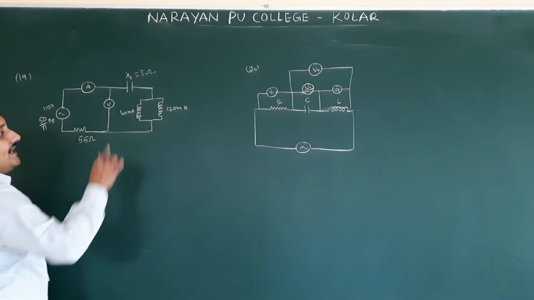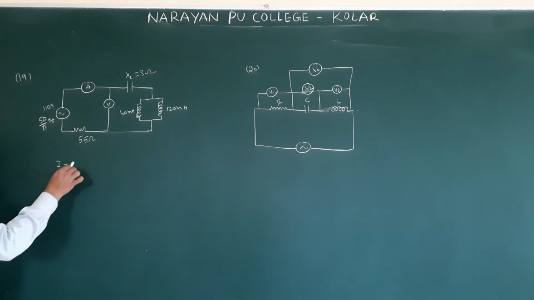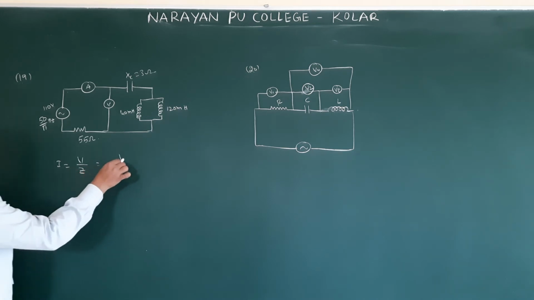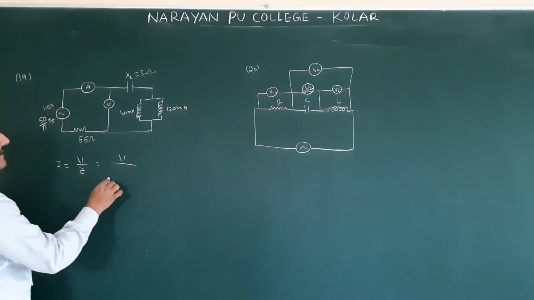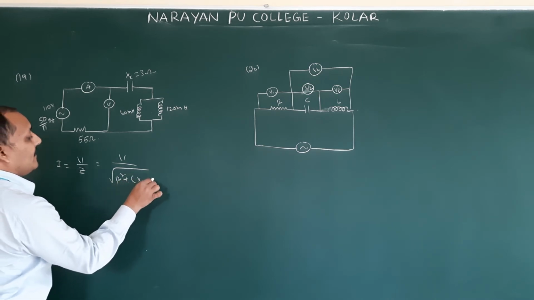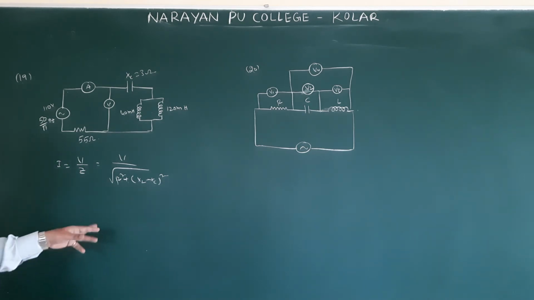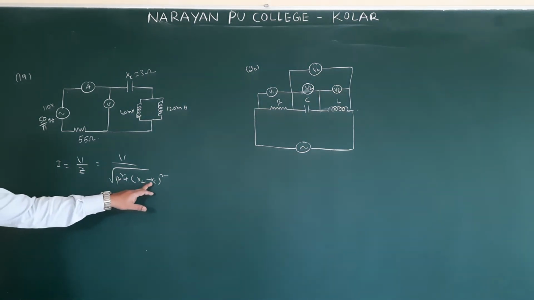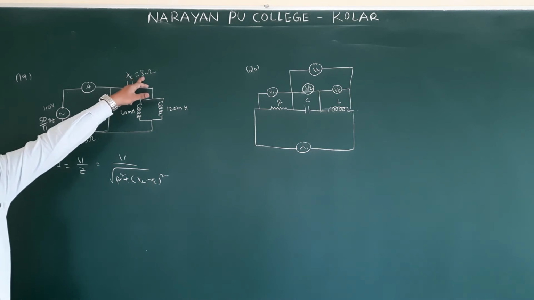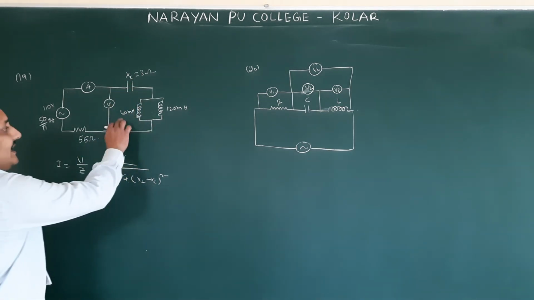Now we have to find XL because we have to find the current I equal to V by Z. V is given, and Z is the root of R square plus (XL minus XC) whole square. Now we have to find XL because XC they gave. XC is 3 ohm. To find XL we should come to the L value. How are these two connected?